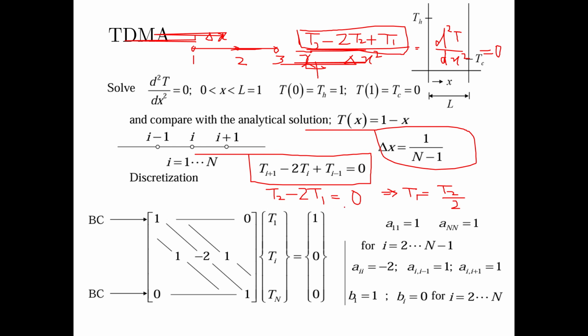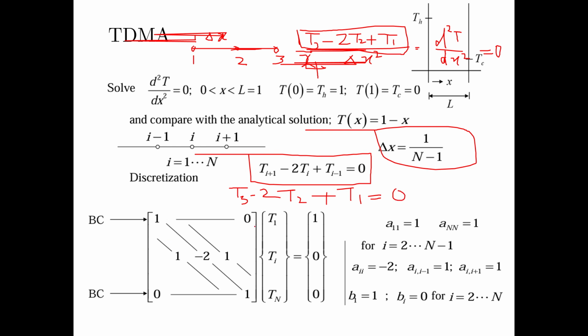Similarly, if I write it for the second element, I will get something like t3 minus 2 t2 plus t1. Okay, I don't know why it makes a line, it's very irritating. So we get t3 minus 2 t2 plus t1 is equal to 0, right?